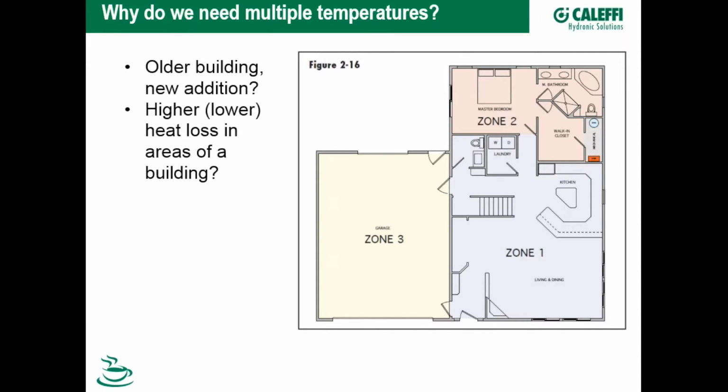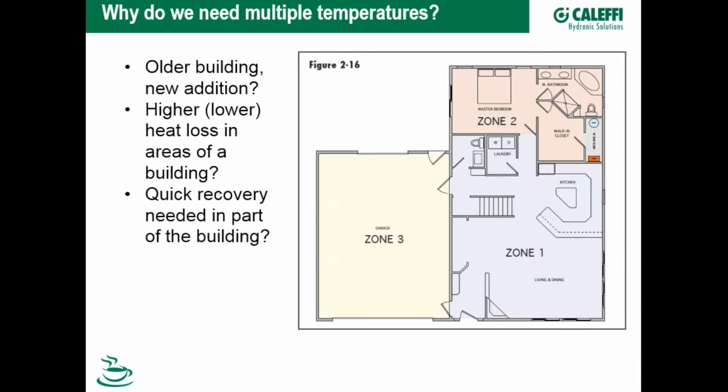Do different parts of my building have different heating requirements? Maybe a higher or lower heat loss requiring a higher or lower amount of heat coming in there. A below-grade basement is going to have a much different heat requirement than a room that has a wall of glass. So a lot of times the heat requirement drives the different water temperatures.